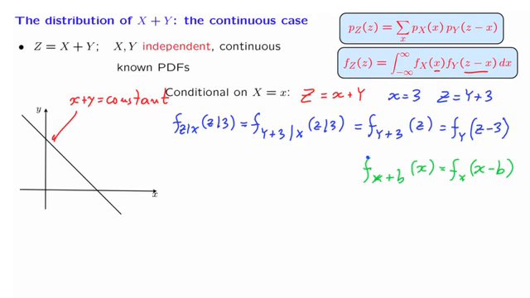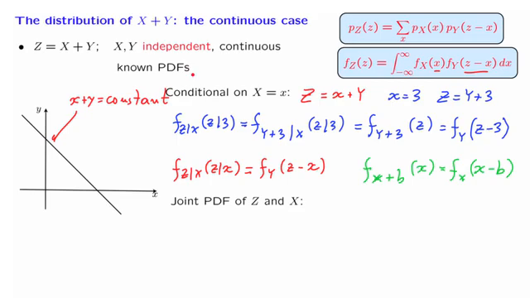Let us now generalize this. Instead of using x equal to 3, let us use a general number. And this gives us the more general formula that the conditional PDF of z, given that x takes on a specific value, is equal to, just use little x here instead of 3, it takes this form. So we do have now in our hands a formula for the conditional density of Z given X. Since we have the conditional and we also know the PDF of X, we can use the multiplication rule to find the joint PDF of X and Z.